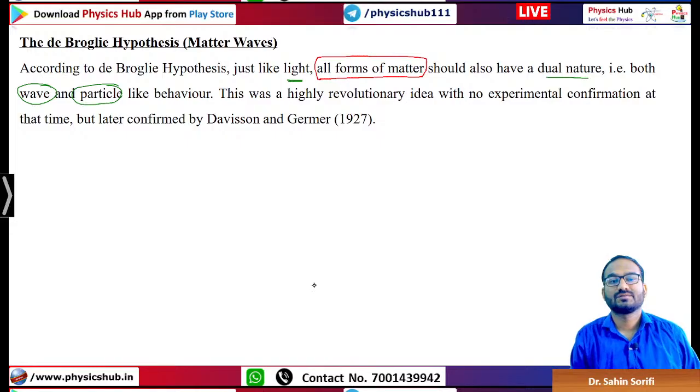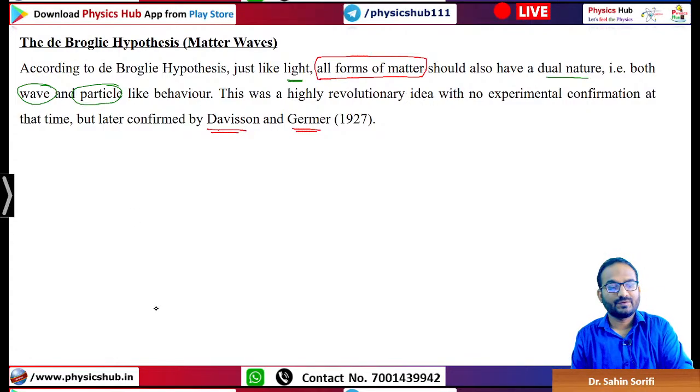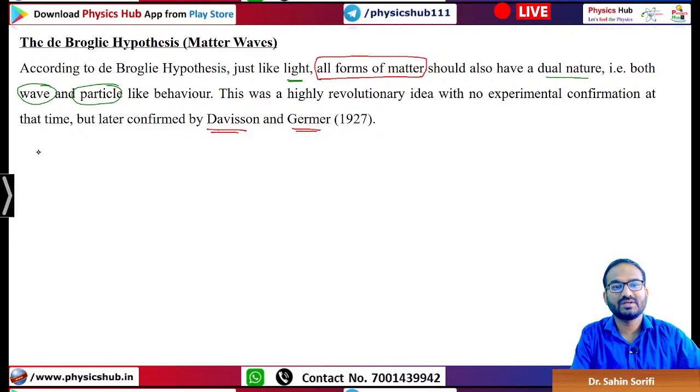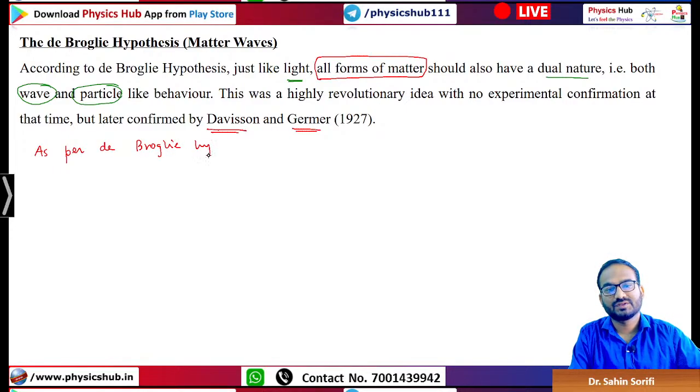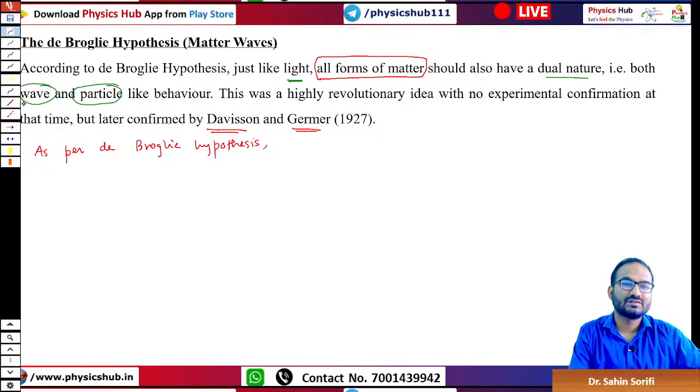Now, this wave and particle aspect was first experimentally confirmed by the experiment of Davisson and Germer. So in a way, you can say that the Davisson-Germer experiment gave the experimental footing to this de Broglie hypothesis. Now, as per de Broglie hypothesis, what we can write is that the wavelength is inversely proportional to the momentum.